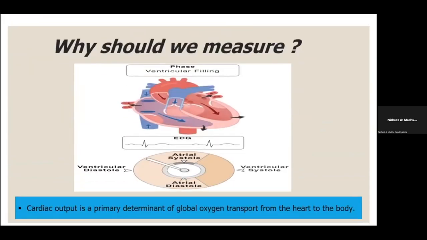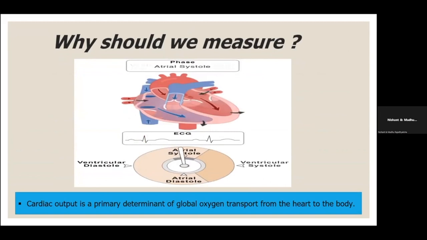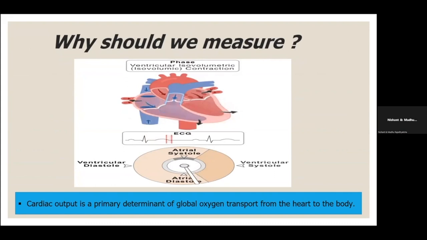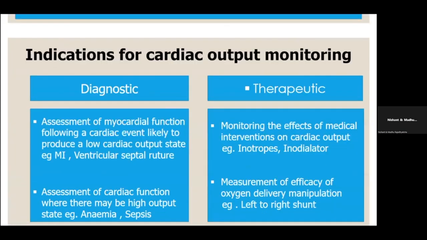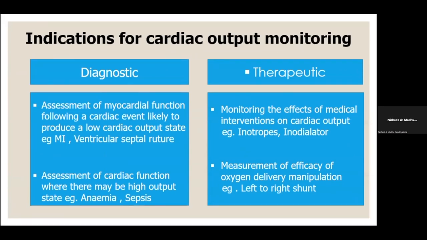But the fundamental question is, why do we measure it? Cardiac output is a principal determinant of tissue perfusion and adequate oxygen delivery. So let's see the indications of cardiac output monitoring. It can be divided into diagnostic and therapeutic indications. Diagnostic, to assess the myocardial function in low and high cardiac output states. Therapeutic, to monitor in presence of inotropes or vasodilators and to measure oxygen delivery.